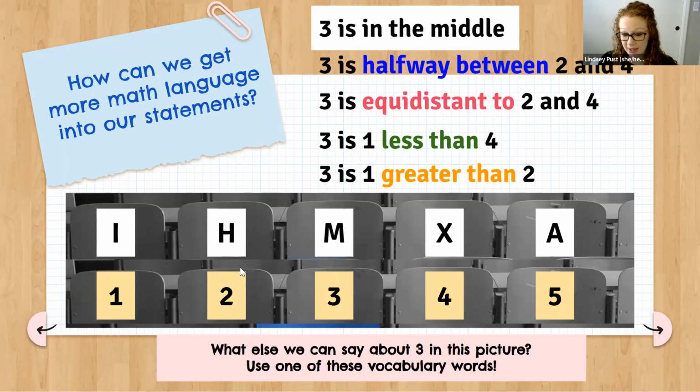2 is 1 less than 3. So we could say 3 is 1 greater than 2 if we're describing where 3 is, but that is an accurate statement. 2 is 1 less than 3. 3 is greater than 1 and less than 5. Okay, good.